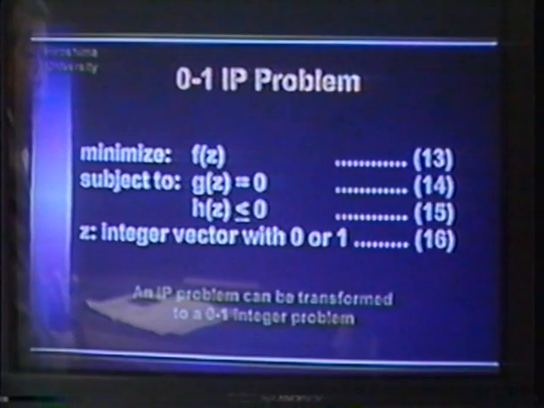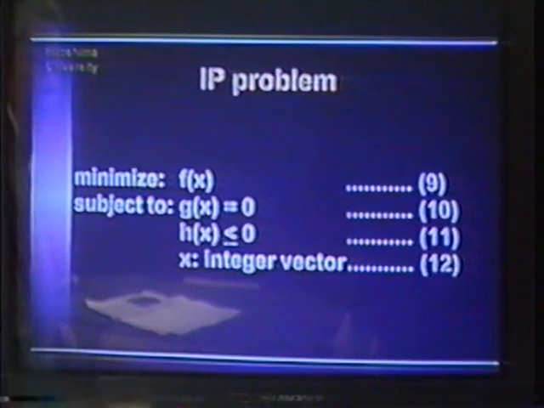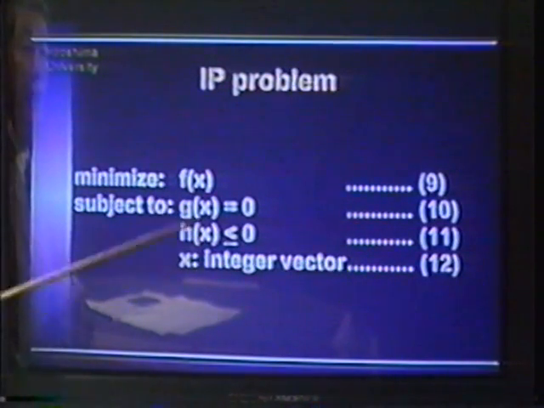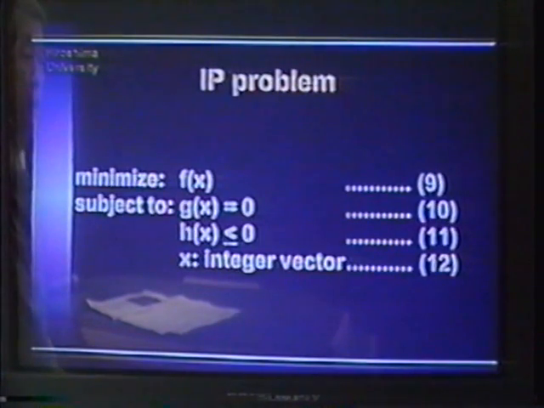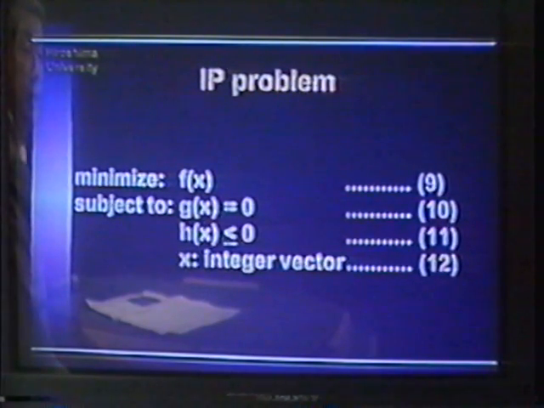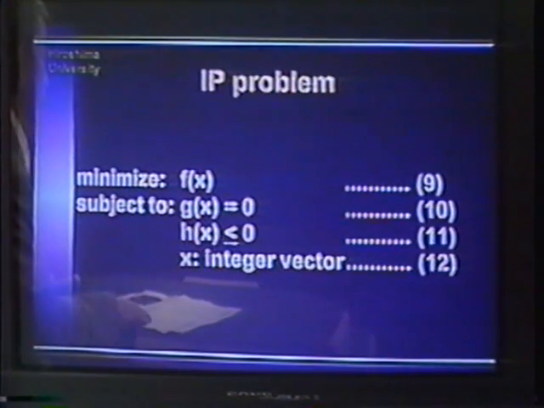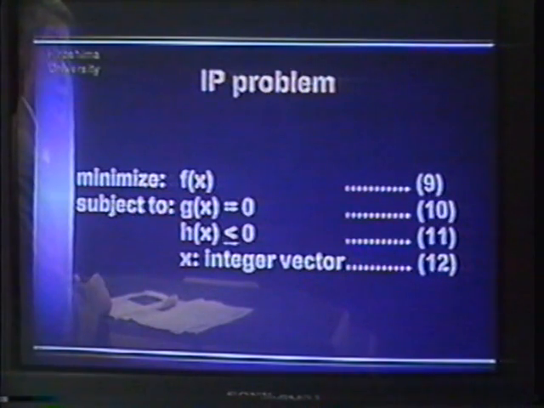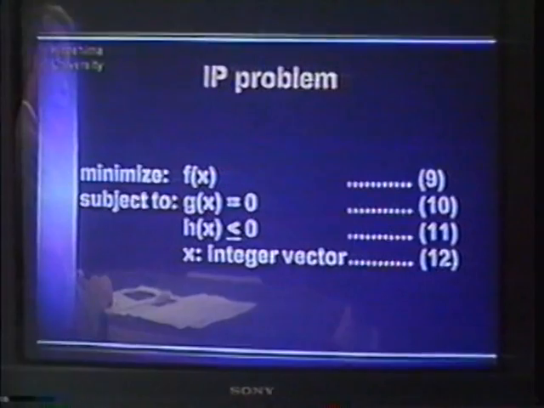For instance, in this IP problem, we assume that x is composed of x1, x2, and x3, and each x takes values from 1 to 10, then the number of combinations is 1,000, okay? So if x is an n-dimensional vector, then the number of combinations is 10 to the power of n. And so that can easily be an astronomical number. And so this class of problems is called very difficult problems.